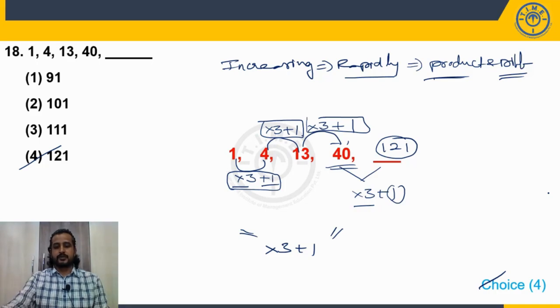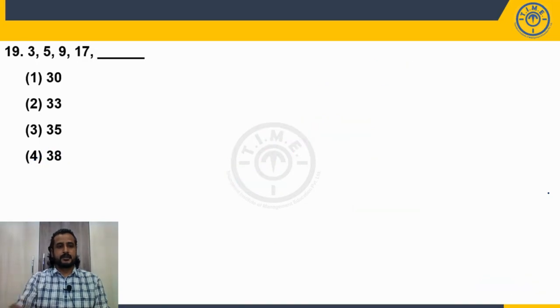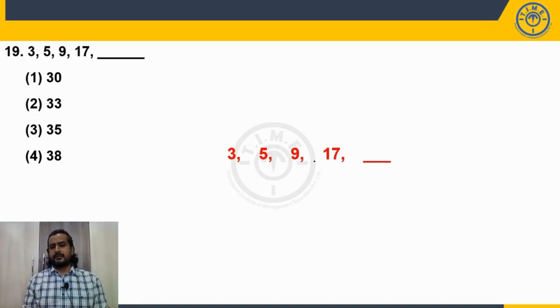Clear? Now move to the next question. 3, 5, 9, 17. Is it increasing rapidly or slowly? We can say that increasing slowly as well as we can say increasing rapidly also. We'll check in both the ways. 3 and 5, how much is increased by? Plus 2. 5 and 9 plus 4. 9 and 17, plus 8.